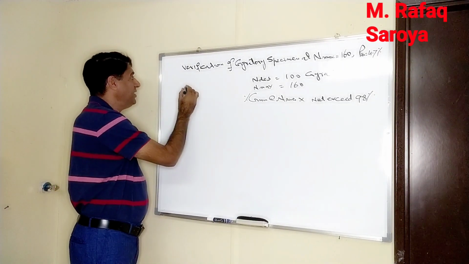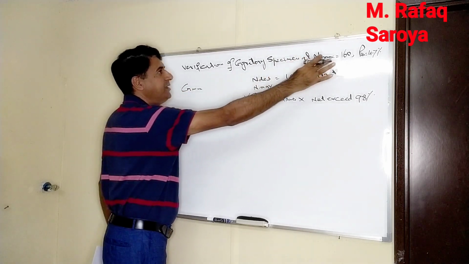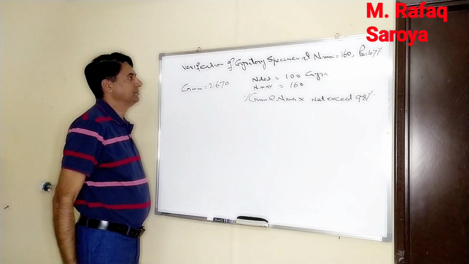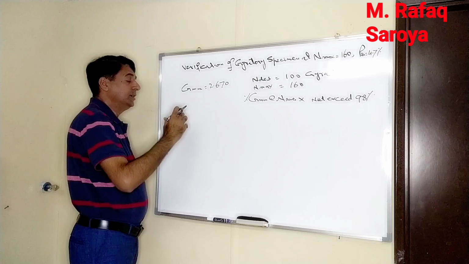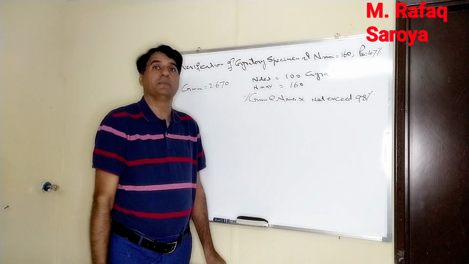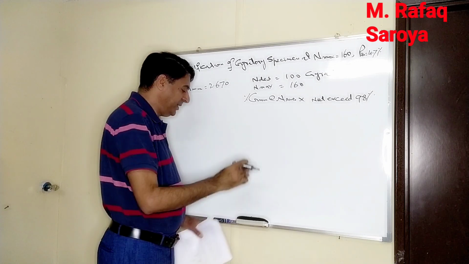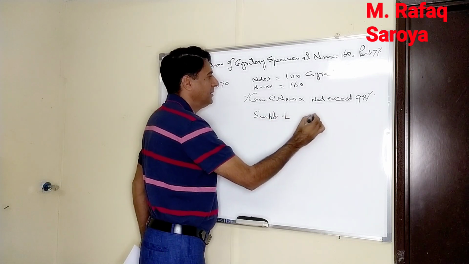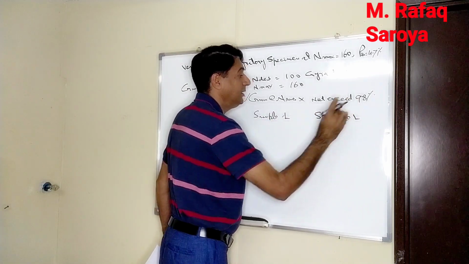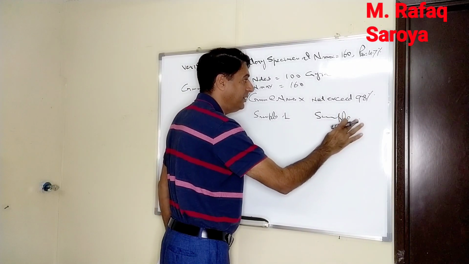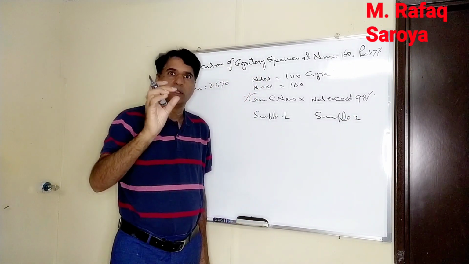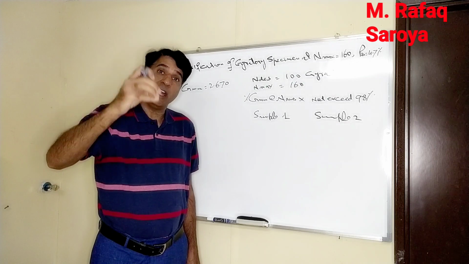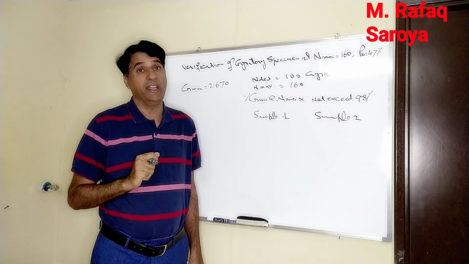How will we do it? You know, the value of Gmm at this amount of binder content has already been taken as 2.670. Now, what will we do? We have compacted the specimen up to this gyration. Sample number 1, sample number 2. Keep this thing in mind. When the specimen is compacted to a greater number of gyrations, the amount of Gmb is going to increase. Now we will verify how much increment there is.